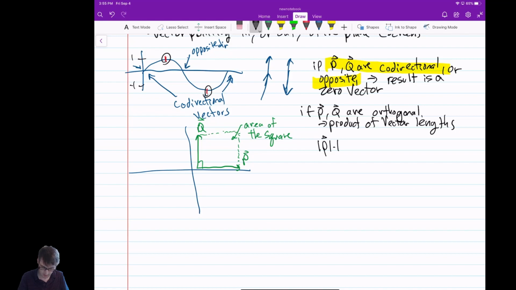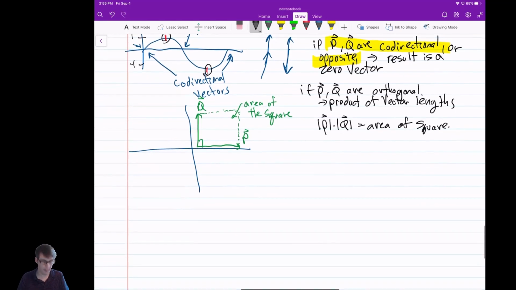Times the Q area of square. Awesome. What's really cool about this is because of that sine, and I'm not going to get into too much of the math, you're welcome to look it up, but because of that sine, it turns out this property holds for all parallelograms. So let me show you what I mean by that.